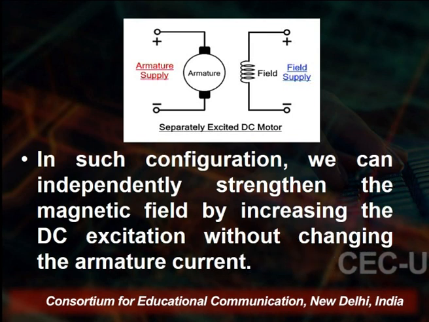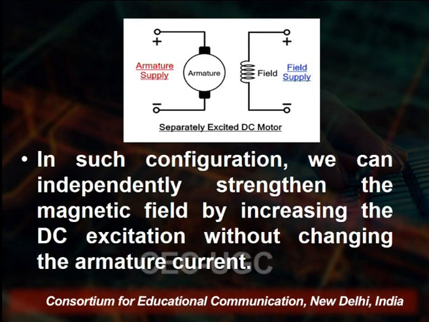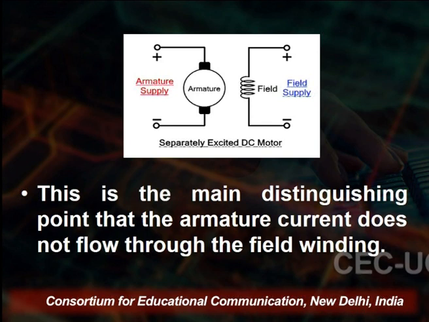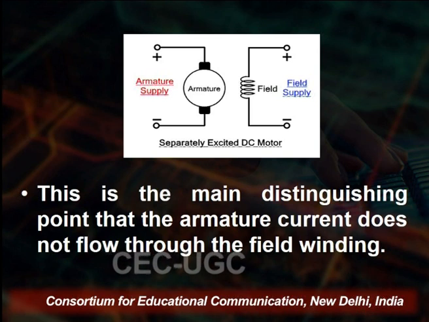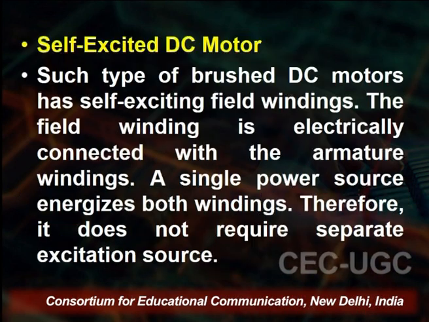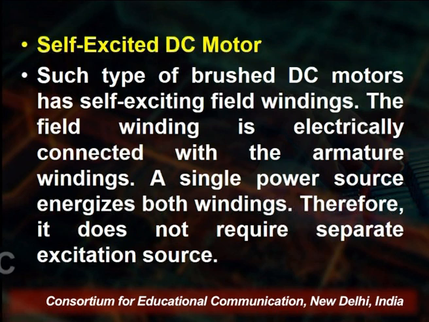This type of configuration independently strengthens the magnetic field by increasing the DC excitation. The main distinguishing point is that the armature current does not flow through the field winding. The next type of motor is the self-excited DC motor. As the name suggests, the field winding is electrically connected with the armature winding, and a single power source energizes both windings. Therefore, it does not require a separate excitation source.